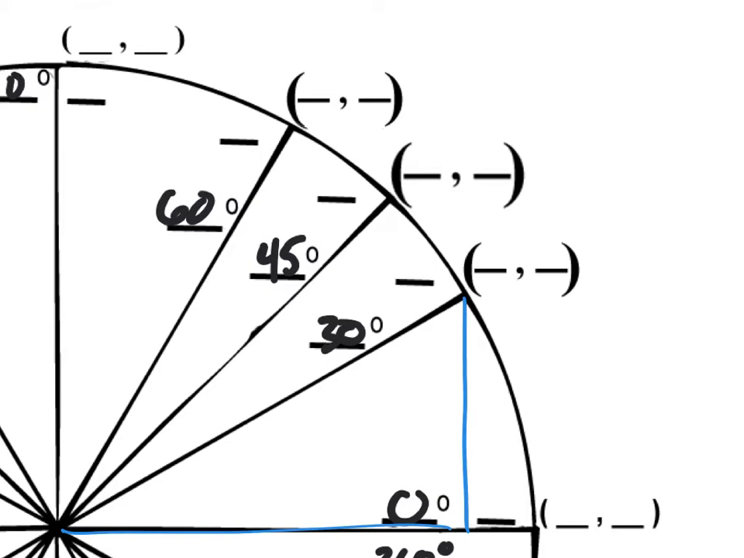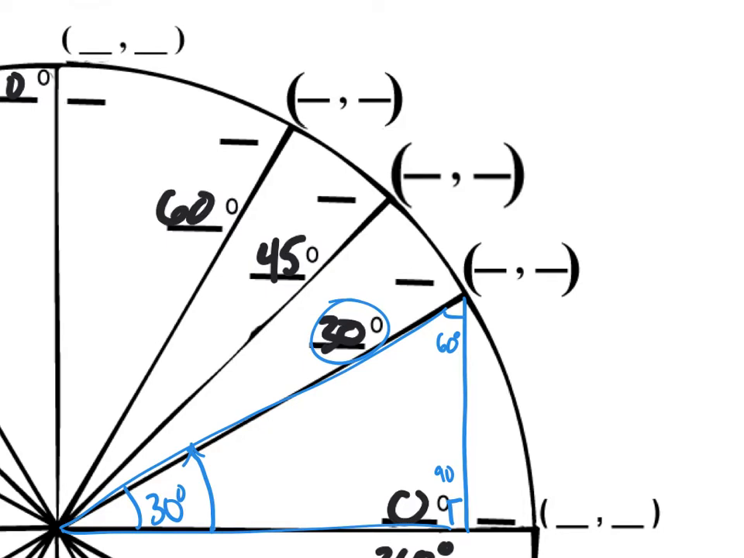So we have this 30, 60, 90. And this is the 90-degree angle. This is the 60-degree angle. So this is the 30-degree angle, which is why we're calling it a 30-degree angle, right? Because we're looking from the initial side to the terminal side, which is that angle there.